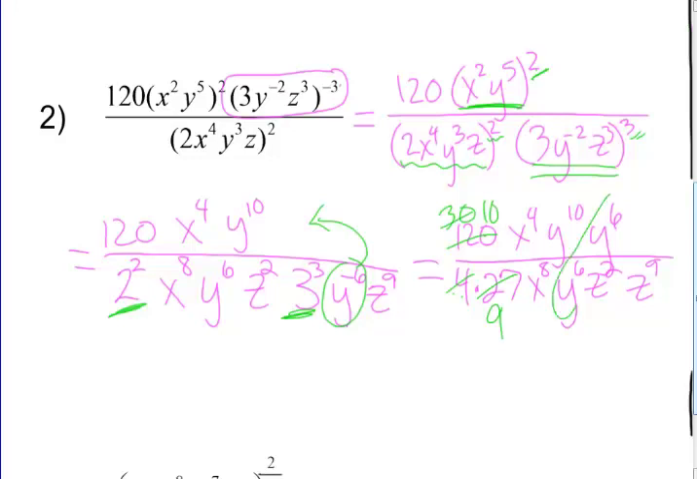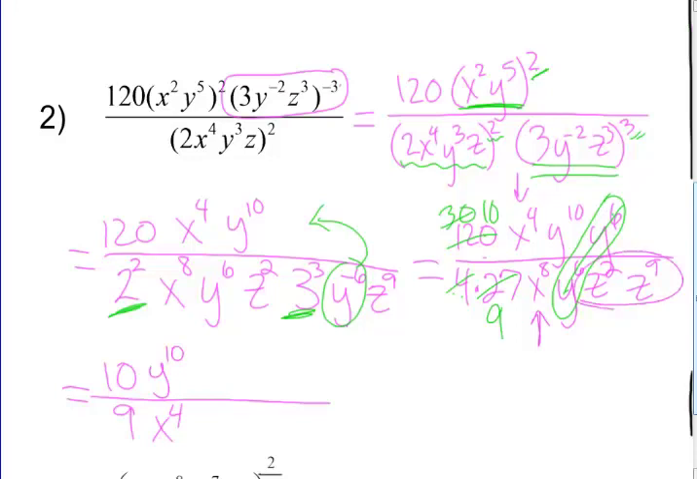Also, what happens here? Y to the 6 over y to the 6 is what? And y to the 0 is 1. Okay, so that equals 1 right there. So I have a 10 on top, 9 on bottom. What about my x's? That x and this x. X to the 4 where? X to the 4 on the bottom. I have a y10 left on top. Put the z's together. Z to the 11 on bottom. That's your answer.